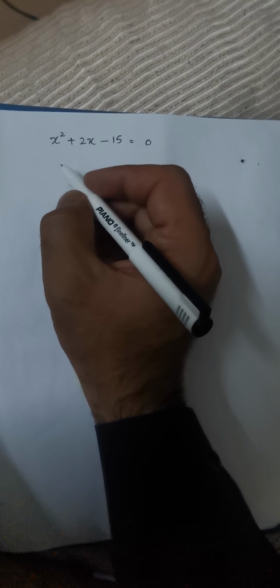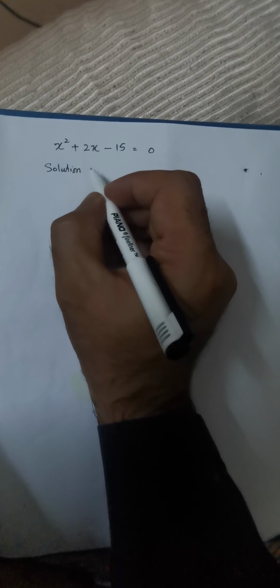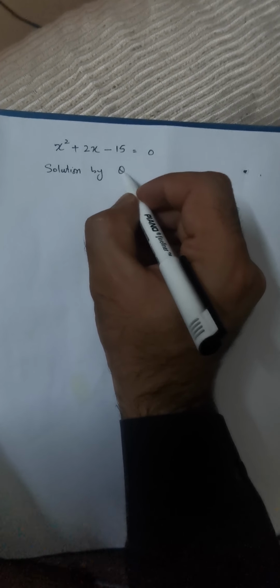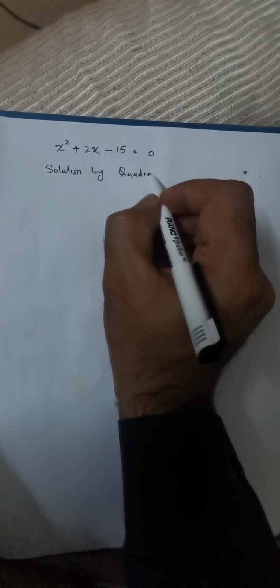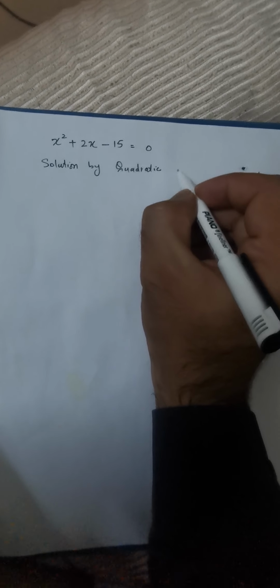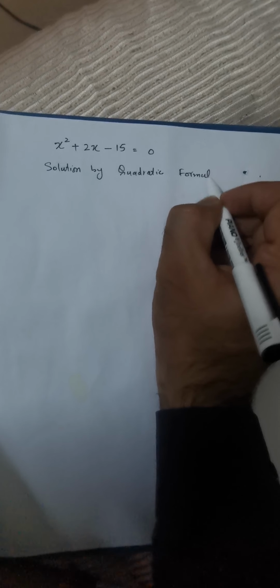In today's video I'll show you how you can solve a quadratic equation using a quadratic formula. So what is the quadratic formula for solving this equation? I have an equation of x square plus 2x minus 15 equals 0. So we have to solve this equation for the value of x. There are different ways of solving a quadratic equation. The method we are discussing is called solution by quadratic formula. So we'll use this method.